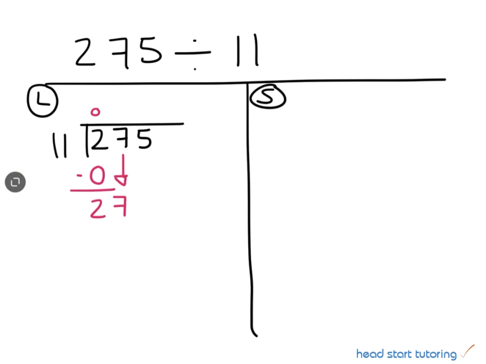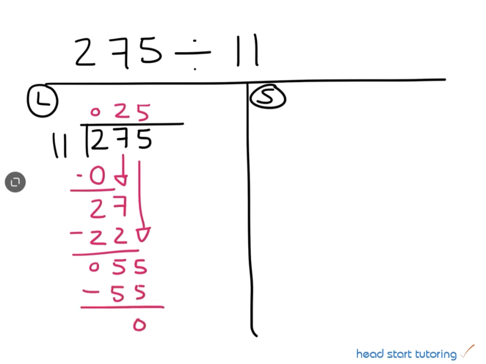11 fits into 27 twice. 2 times 11 is 22. 7 minus 2 is 5. And 2 minus 2 is 0. So we've got an answer of 5 there, and we bring down our next number, which is 5. 11 into 55 fits 5 times perfectly, because 5 times 11 is 55. And we get an answer of 0, so there's no remainders.